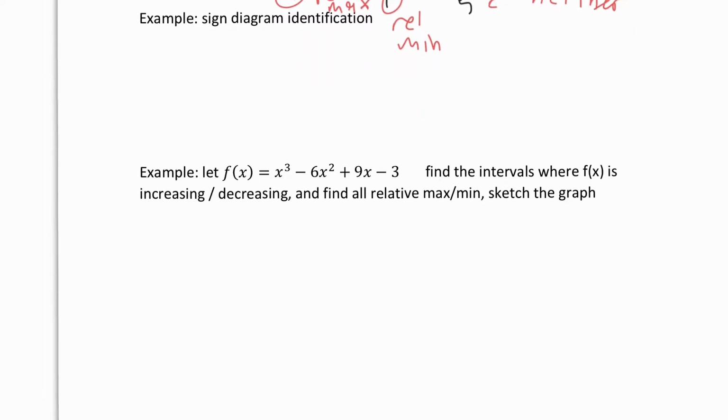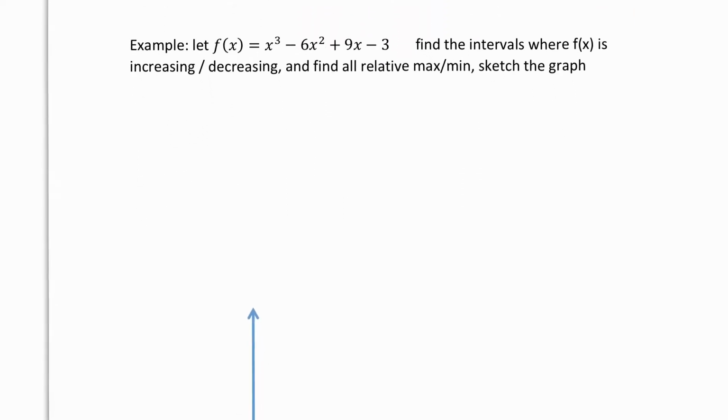Alright, let's do an example with an actual function. So let's let f of x be x cubed minus 6x squared plus 9x minus 3. We're going to find the intervals where f of x is increasing, decreasing, find all relative max and min, and then we're actually going to use this information to sketch the graph. So first up, let's find the derivative.